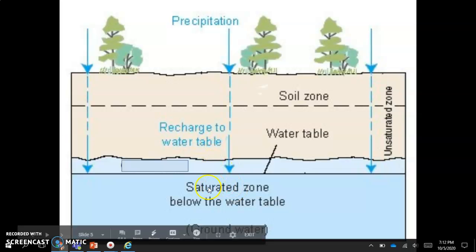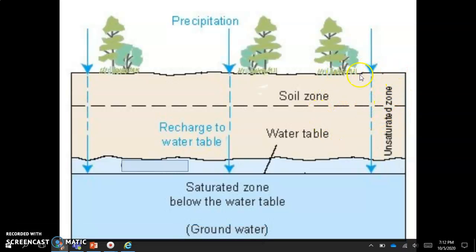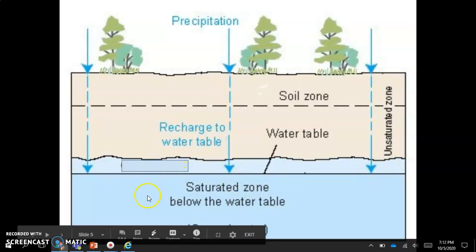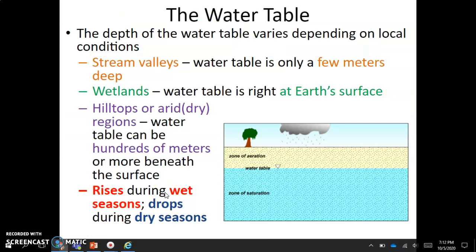So the saturated zone is where basically all the pores are filled in. So this is where the groundwater is. So the saturated zone below the water table is where we actually have the groundwater, where it's located between the pore spaces. And then up here in our soil zone where there is no water, it's unsaturated. So the unsaturated zone, or the zone of aeration, is where there is no water. And again, the saturated zone is where the water is located.